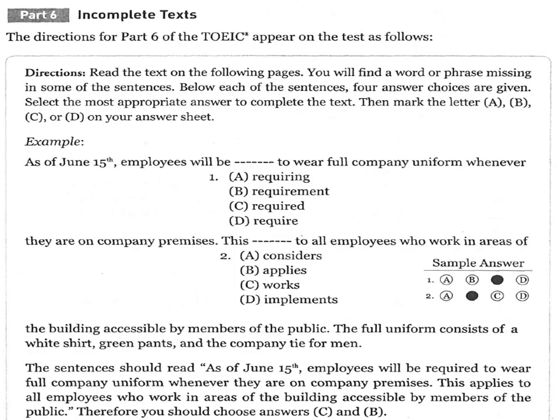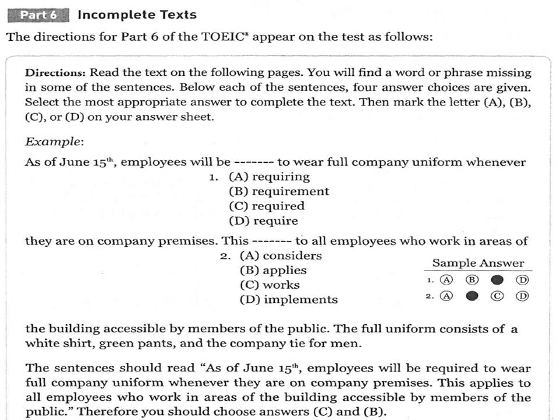The next one, Part 6. Here is an incomplete text, and the directions are here. Read the text on the following page. You will find a word or even a phrase missing in some of the sentences. Below each of the sentences, four answer choices are given. You need to select the most appropriate answer to complete the text and fill the gaps. Then you need to mark the letter A, B, C, or D on your answer sheet.